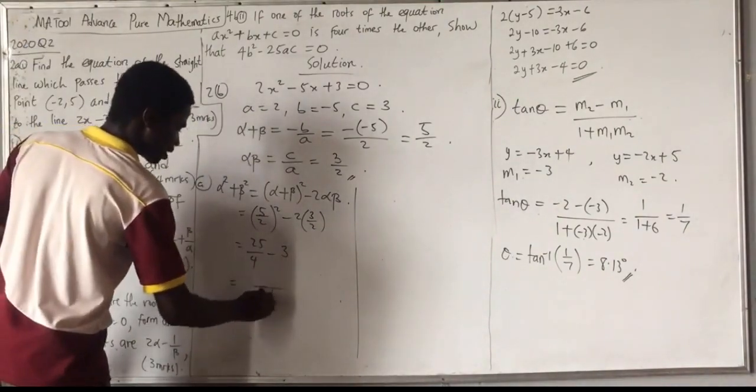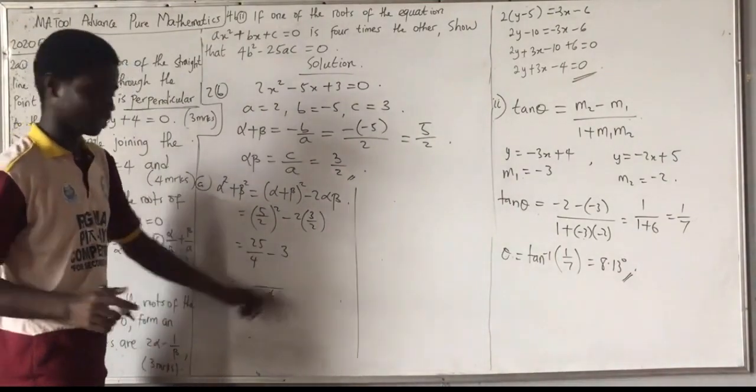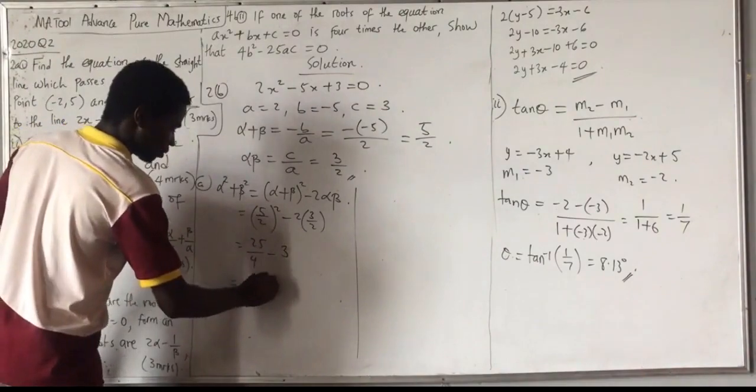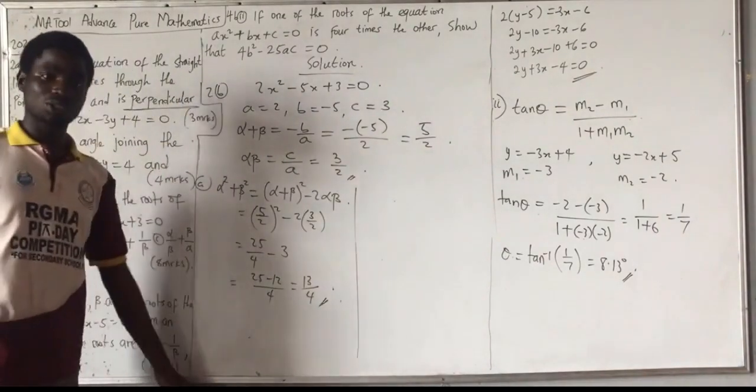If you find the LCM, it is 4, or you can just press your calculator so that you don't waste time. 25 over 4 minus 3. This one will give you 25 minus 12 over 4, so this is 13 over 4. So the answer to the first question is 13 over 4.